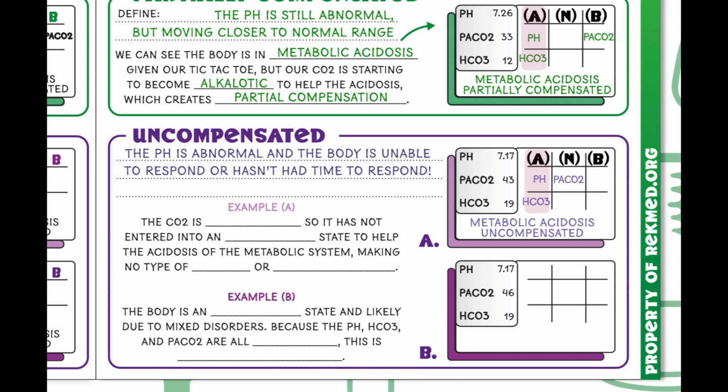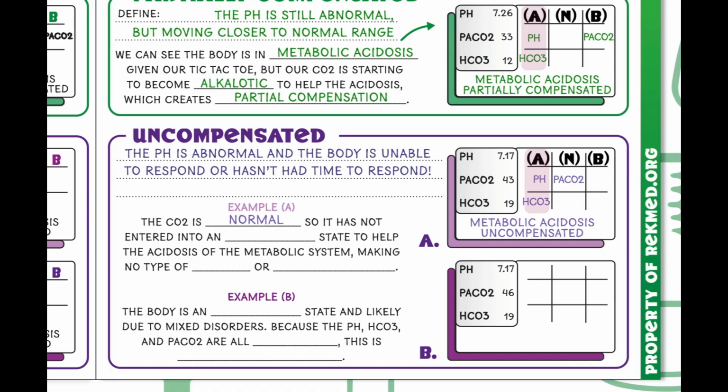So this is going to be our metabolic acidosis, but we are uncompensated because our CO2 isn't really doing anything, or at least we know of yet. It's not showing us that it's trying to compensate for what's going on with the renal system. So our CO2 is normal, so it has not entered into an alkalotic state to help the acidosis of the metabolic system, making no type of effort or compensation.